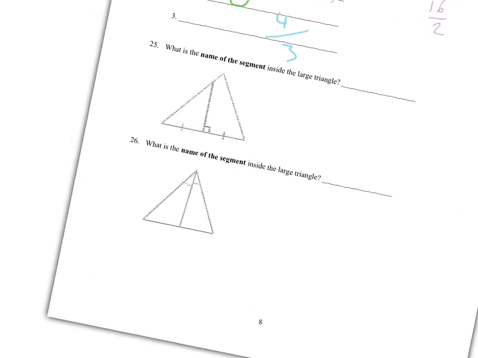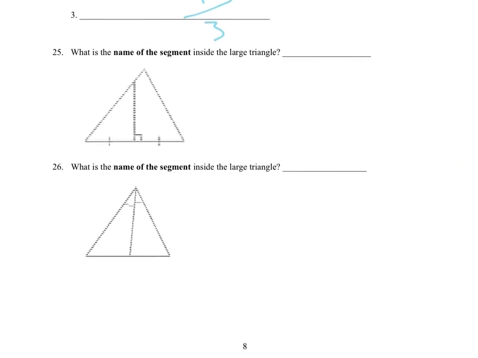Okay. All right, and then the last two on this page. What's the name of this segment? It's a perpendicular bisector. Remember, it's perpendicular and it splits the opposite side into two congruent segments. Remember, perpendicular bisectors don't have to start at the vertex. They can be anywhere, but they're going to be perpendicular and bisect that segment. Next up, we have a line that splits this angle into two congruent angles. That's an angle bisector.